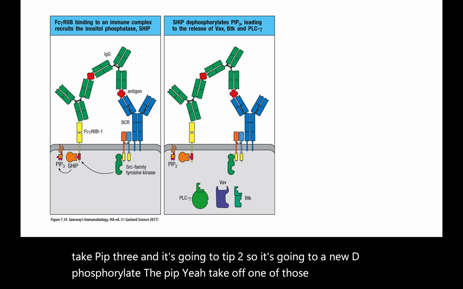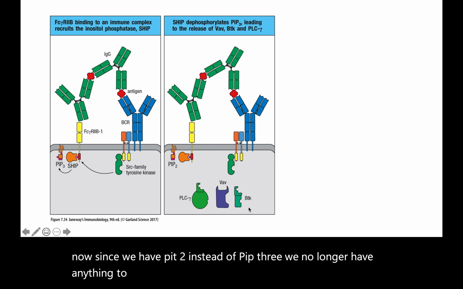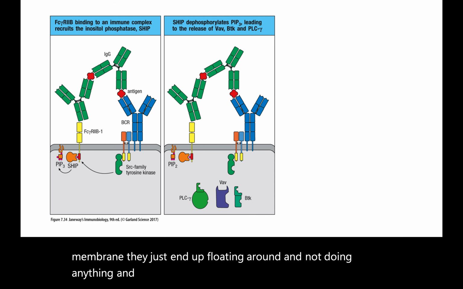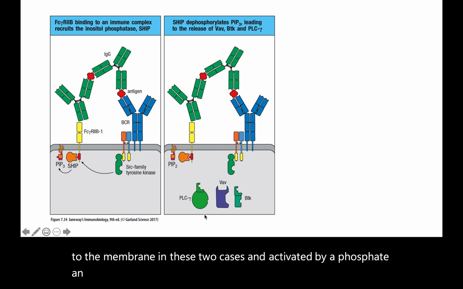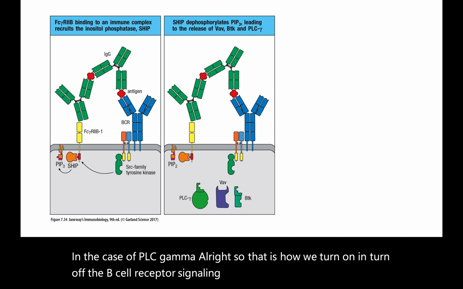And now, since we have PIP2 instead of PIP3, we no longer have anything to bind PLC gamma or VAV or BTK to the membrane. They just end up floating around and not doing anything. And these things are not active unless they are bound to the membrane in these two cases and activated by a phosphate and bound to a membrane in the case of PLC gamma. All right, so that is how we turn on and turn off the B cell receptor signaling, essentially. And I hope this helps.